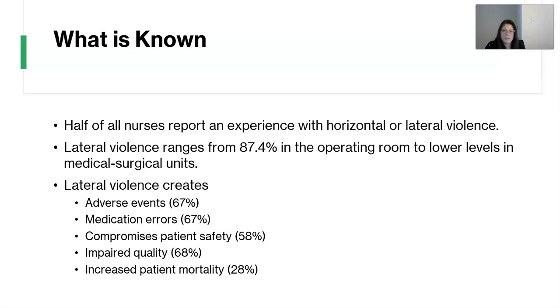It was also reported that lateral violence creates adverse events 67% of the time, medication errors 67% of the time, compromises patient safety 58% of the time, impaired quality of performance 68% of the time, and increased patient mortality 28% of the time.